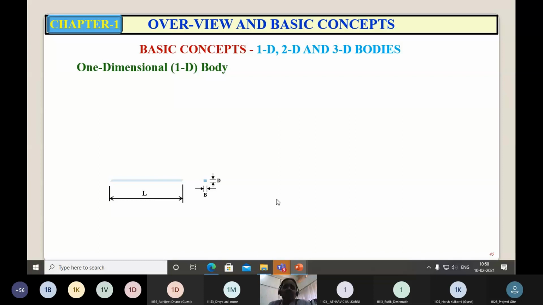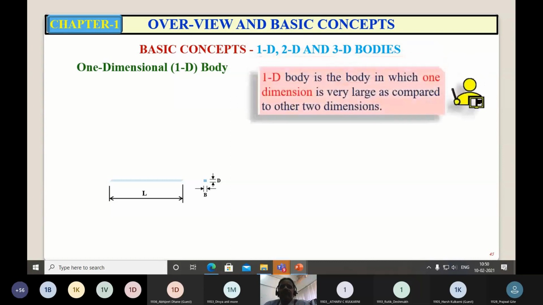Means when forces are applied on this body, the significant changes are going to take place in one dimension only. That is nothing but along the length. And whatever changes are taking place across the cross-section, those changes are negligible. Hence, we are calling this body a one-dimensional body. So, any example? A one-dimensional body is the body in which one dimension is very large as compared to the other two dimensions.